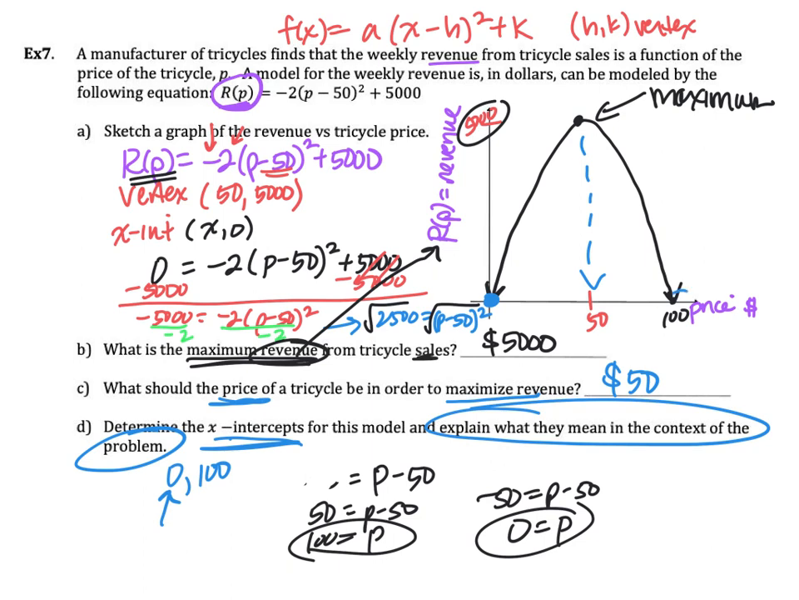And if you sell tricycles at $0, you just give them away for free, then you're obviously not going to make any money. If you sell tricycles for $100, then you're also not going to make any money because no one's going to buy them, is basically what they're saying. It's too expensive.